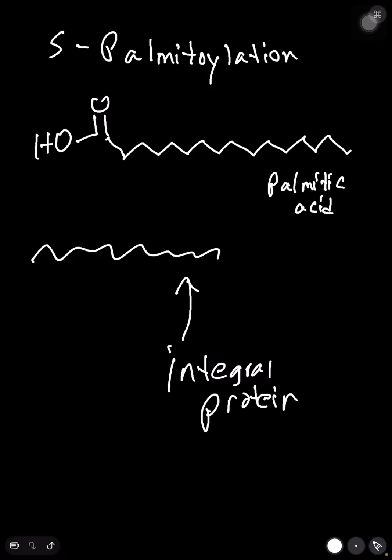All right, and so what will happen is one of these integral proteins will have a cysteine residue somewhere in it. And one of the important features of cysteine residues is that they have thiol groups.